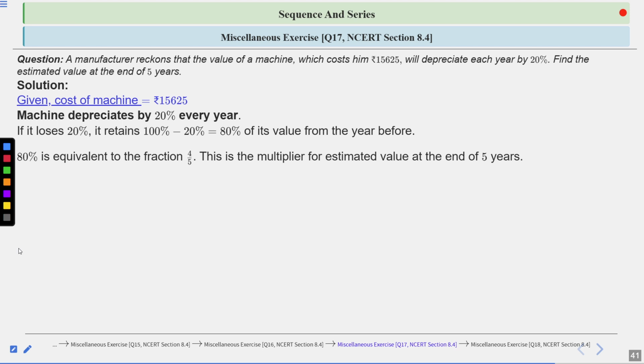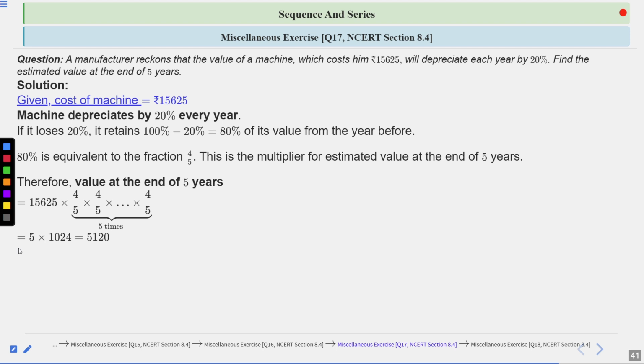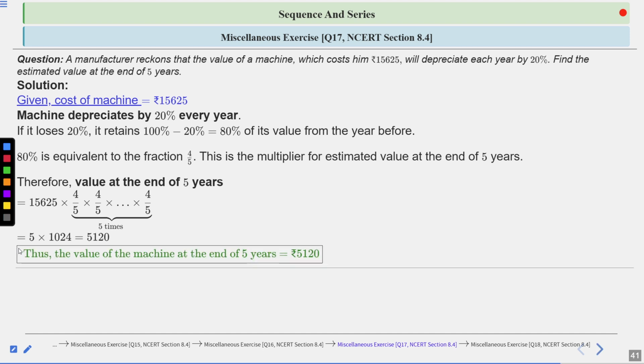80% is equivalent to the fraction 4 by 5. This is the multiplier of the estimated value at the end of 5 years. Therefore, value at the end of 5 years is basically 15,625 into 4 by 5 into 4 by 5 into 4 by 5 up to 5 times, right? Which is equal to 5 into 1024, which after multiplication you will get 5120, right? Thus the value of the machine at the end of 5 years is basically Rs 5120, right? So the final answer is basically Rs 5120. Okay, let us move to the next question.